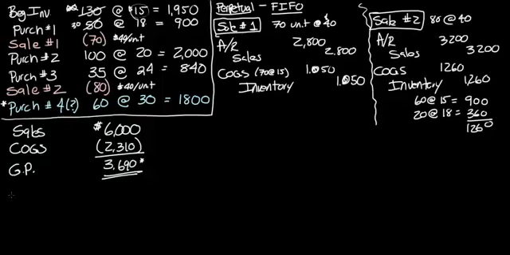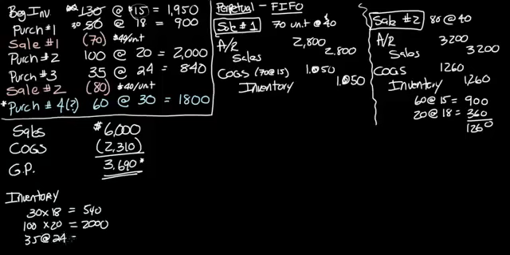The other thing I want to know is how much do I have in inventory at this point? And please consider that we're still not considering purchase number 4. What I have in inventory is 30 units at $18 a piece for $540. I have another 100 units at $20 a piece for $2,000. And finally, I have purchase number 3, 35 units at $24 a piece, and that gives me another $840. So at this point, my total amount in inventory is $3,380. And this is all without number 4.